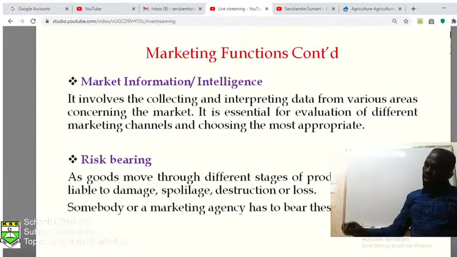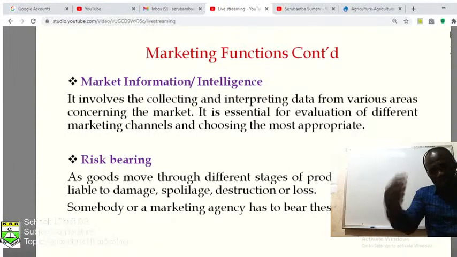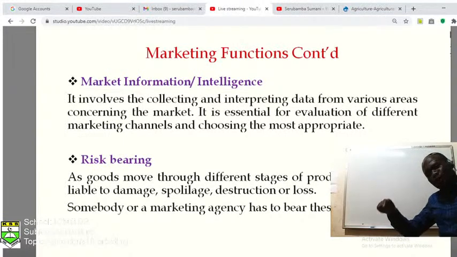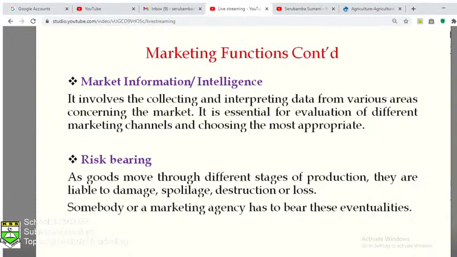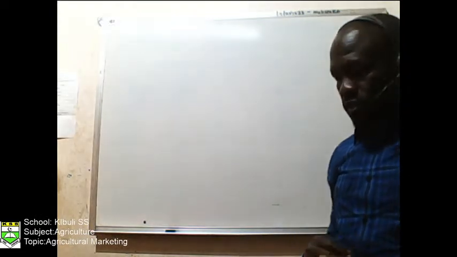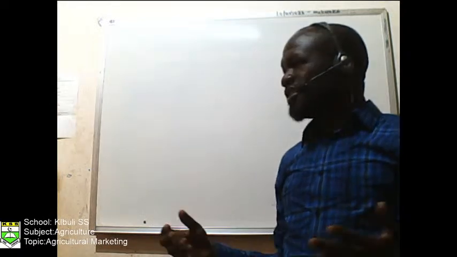So, when you are moving the products from the farm to where you are going to sell them, there must be someone in charge. There must be someone you are going to ask, this and this happened, who caused it? So there must be someone to bear those given risks. And this can be an individual or it can be a marketing agency.